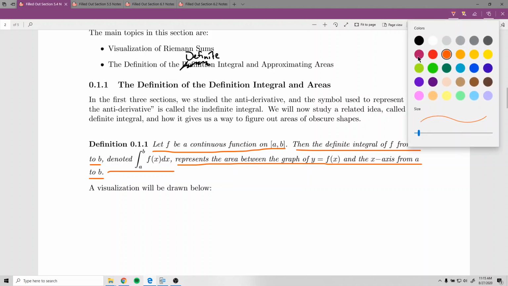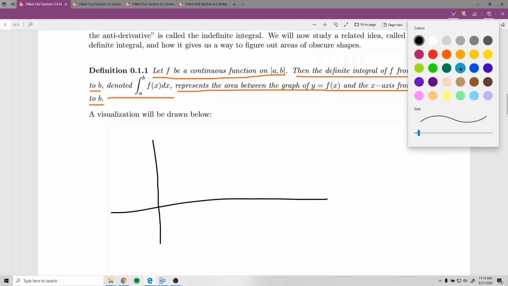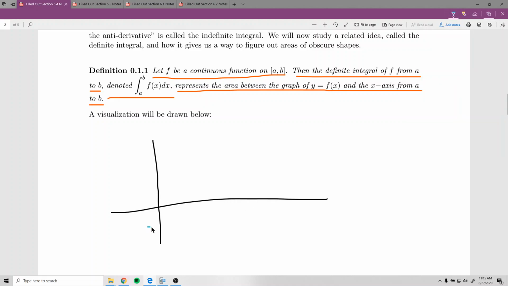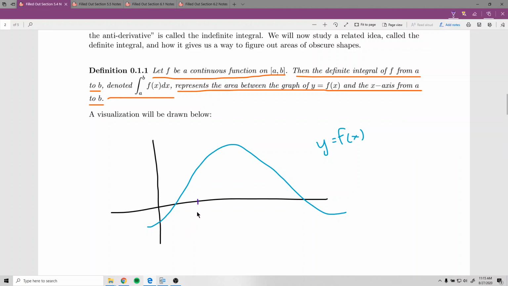So once again, I'll draw a visualization of what this means. So let's say we have our graph. Say it looks like that. y equals f of x looks like that. And then we're only looking from a to b. You can talk about area being above and below and all that stuff, but the easiest visualization is only looking at the area above the axis for now when we start.